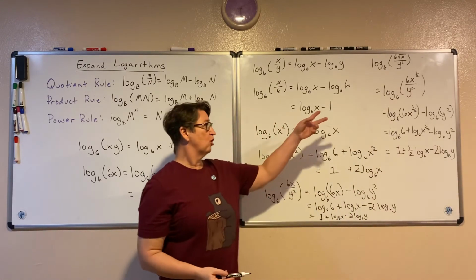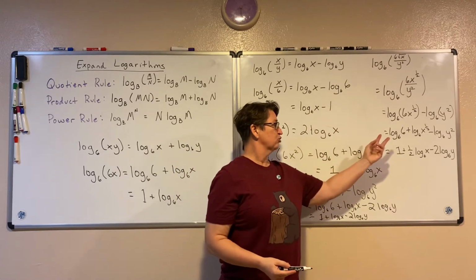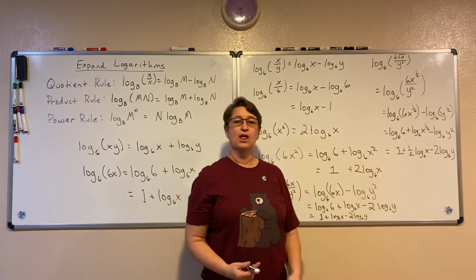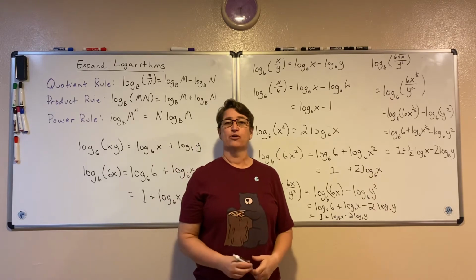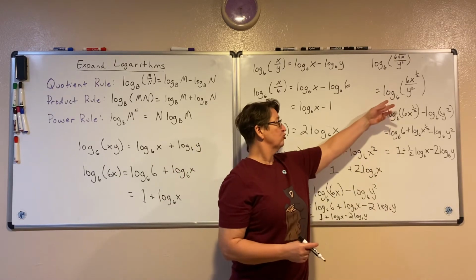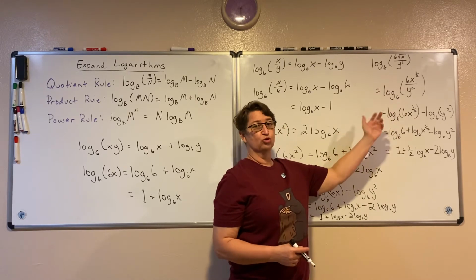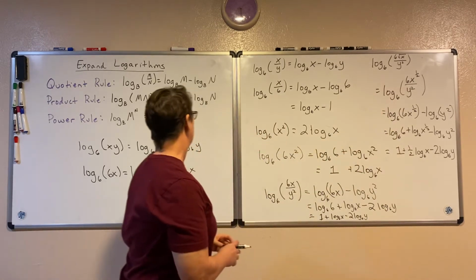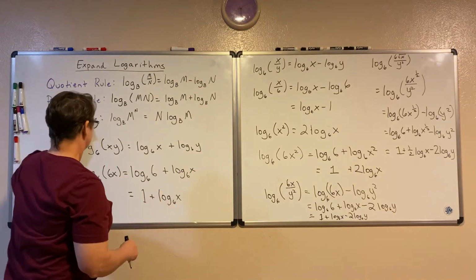Notice that I did the quotient rule, then the product rule, and lastly the power rule. As we expand our logarithms, that's kind of what you want to look for: that quotient rule, then the product rule, then the power rule each time. A couple of other little notes on this.